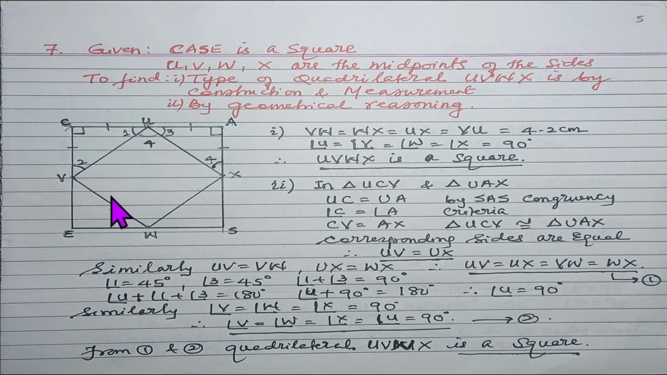So we have shown that all the interior angles are 90 degrees and all the sides are equal, and therefore UVWX is 100% a square. So that is the proof of that, by geometrical proof, logical proof.